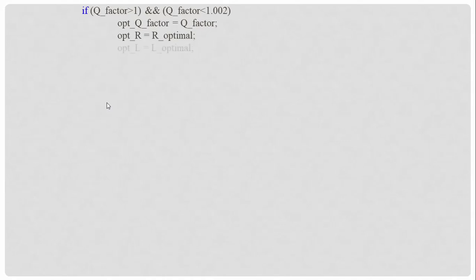And after completion of the while loop, we will again check the Q factor. Q factor tolerance is 0.002. This is a different tolerance, which means if the Q factor is in between 1 and 1.002, we will consider it as our desired Q factor. Our circuit is tuned. So if this is the case, then optimal Q factor, which initially I have taken 0, will be updated to the Q factor over here. And again, optimal R is R optimal, optimal L is L optimal. Okay. And we will increase the iterations.